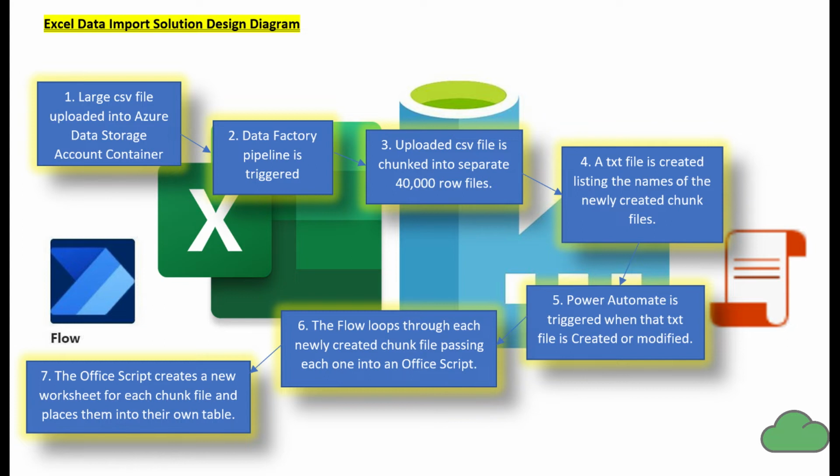Once the chunking process is finished, a text file is updated to include a list of the names of those newly created chunk files. This is used to create the location string of those chunk files. Once the text file has been updated, a Power Automate flow is triggered, which then loops through each of the chunk files, passing their contents, that is, their data, into an Office script. That Office script outputs the data into a new worksheet for each chunk file.